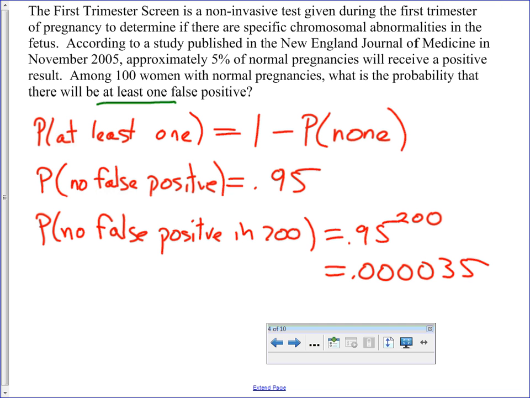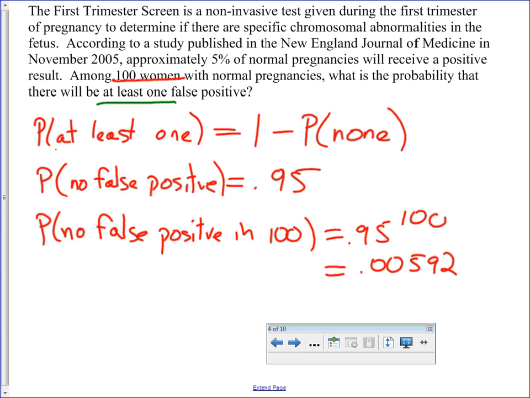So hold on one second. Oh, I'm sorry, I made a typo. I didn't read this right. It wasn't 200, it was 100. It says we're giving it to 100 women, not 200 women. So that's going to change this answer a bunch. If we give it to 100 women, then it's 0.95 to the 100th power. Sorry about that typo. Or 0.00592. So that's the probability of no false positive tests.